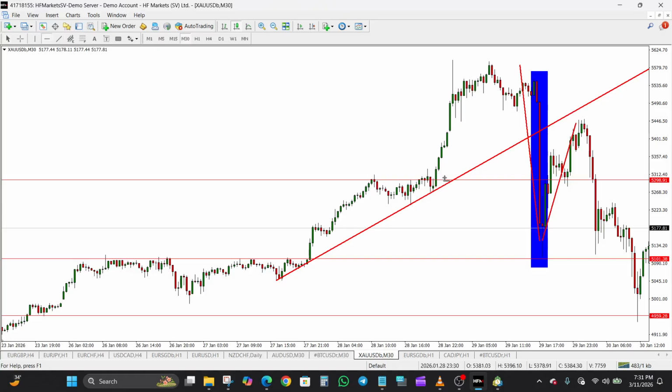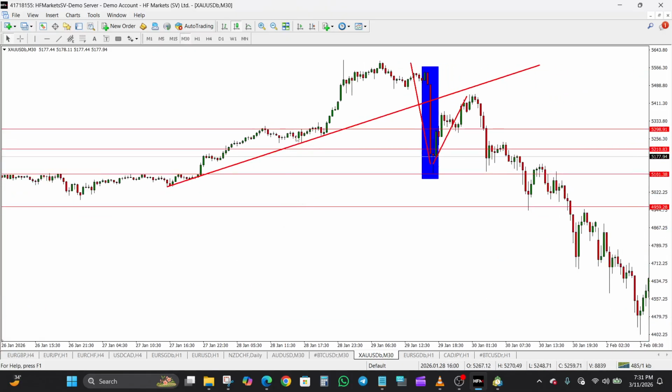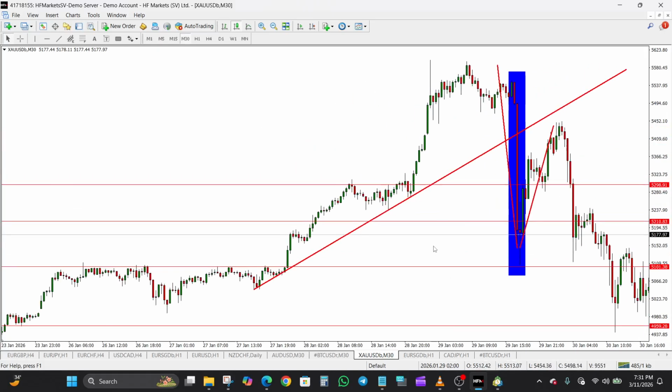Now, logically, you can set your stop loss below this swing low, right? But the person who set their stop loss below the swing low would have fallen victim to this dip. Okay. So, in some cases, it might be difficult to predict what's going to happen next.